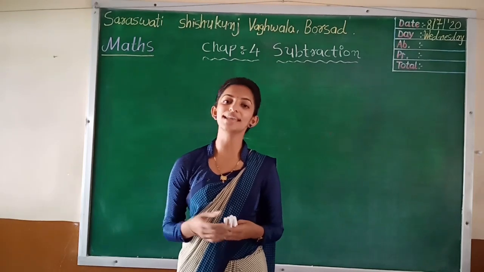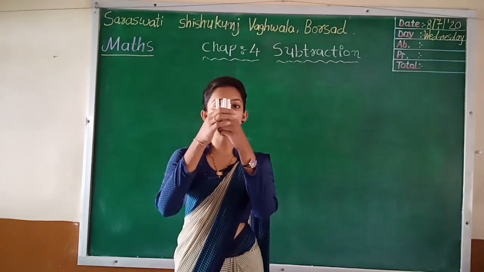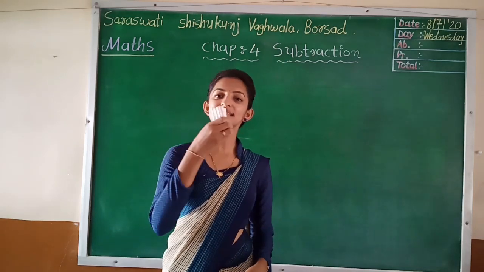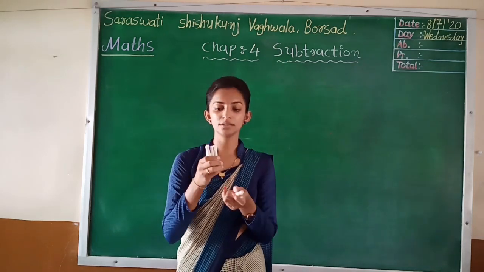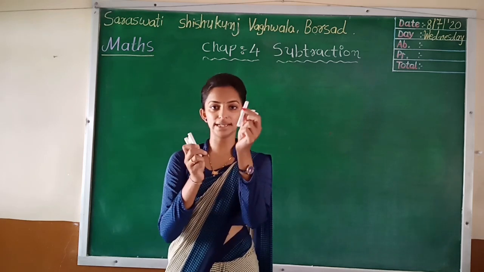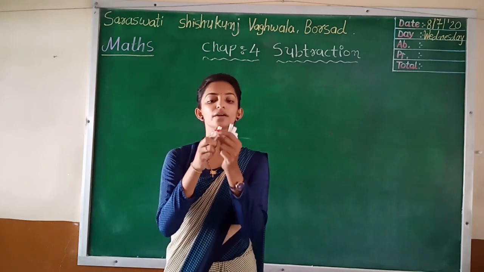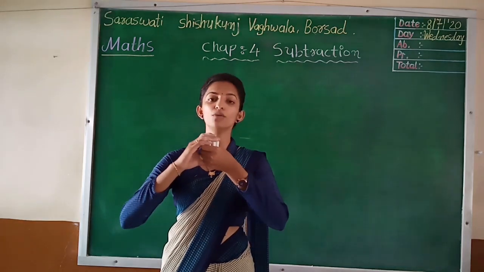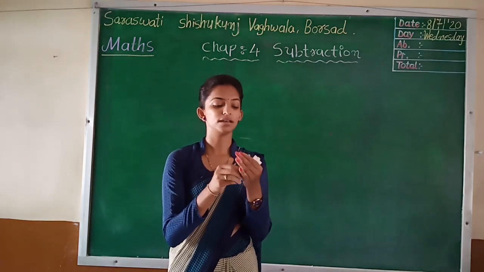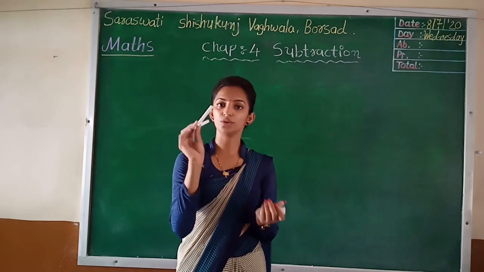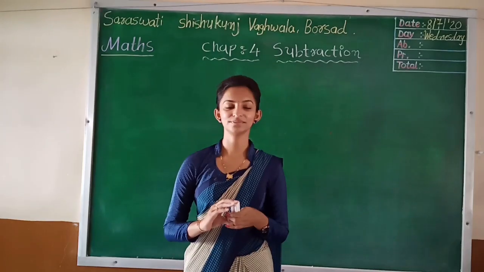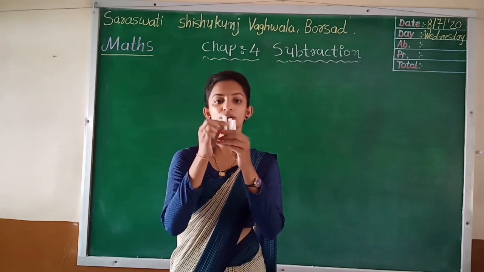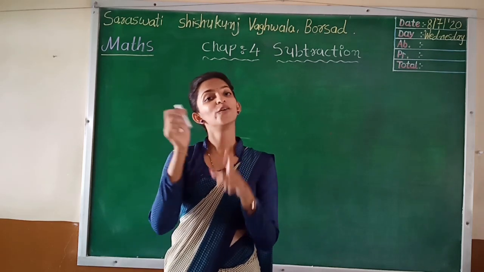Now friends, let's see another example. Look at this. What is this? Chalks. Let's count chalks. 1, 2, 3, 4, 5 and 6. There are 6 chalks. Now I will remove 2 chalks from this. 1, 2. 2 chalks are removed. Then how many chalks are left? Let's count. 1, 2, 3 and 4.